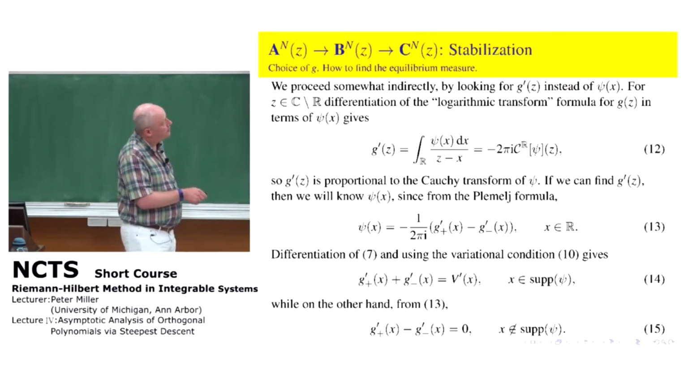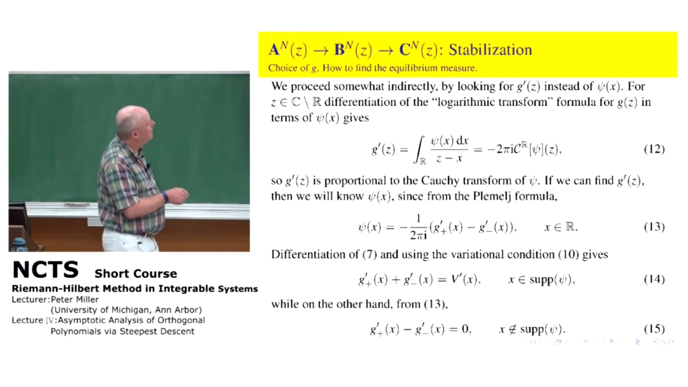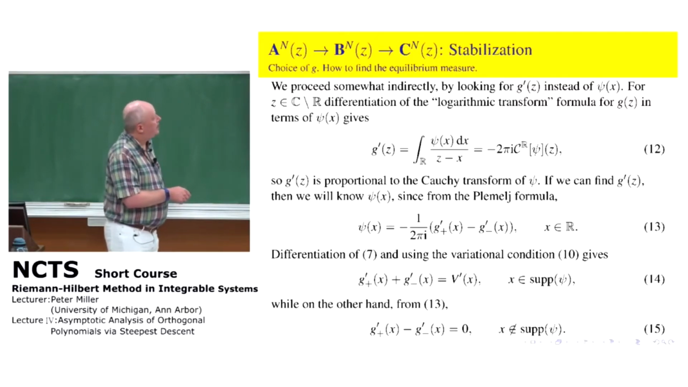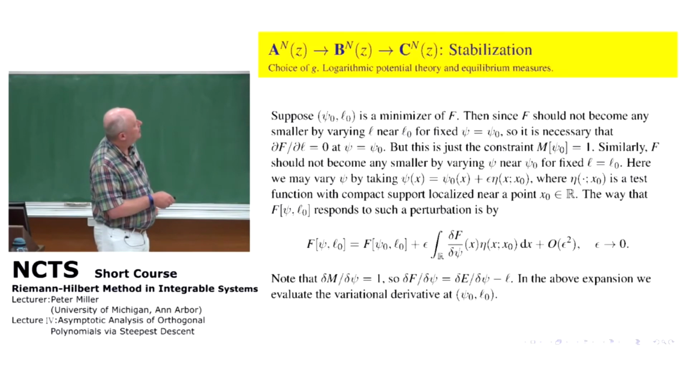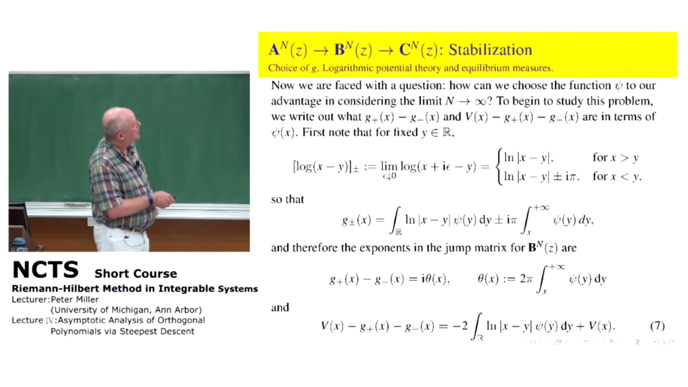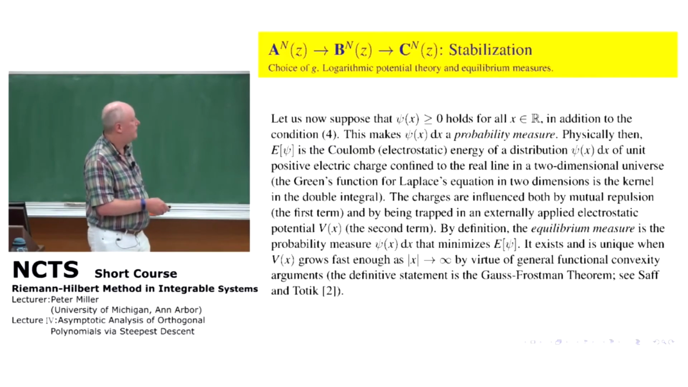That means that if you could figure out what g prime is, then you will know what psi is, because you can apply the Plemelj formula here to subtract the boundary values, and that's going to give you psi in terms of the boundary values of g prime, just from this formula up here. Okay, so now we differentiate the condition 7, I forgot what that was, maybe I'll try to remember. Okay, so that's the formula for the off-diagonal exponent. We're going to differentiate this one.